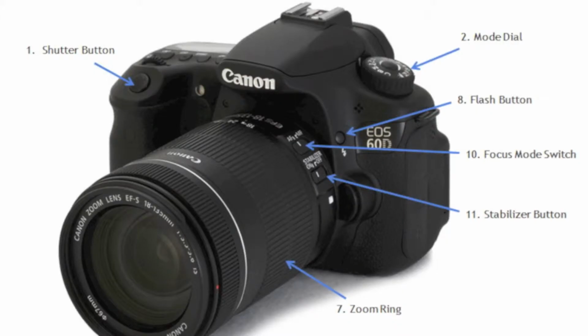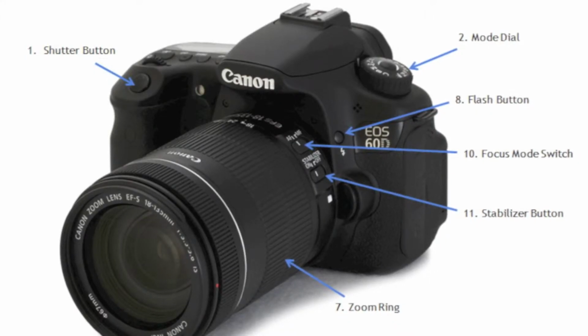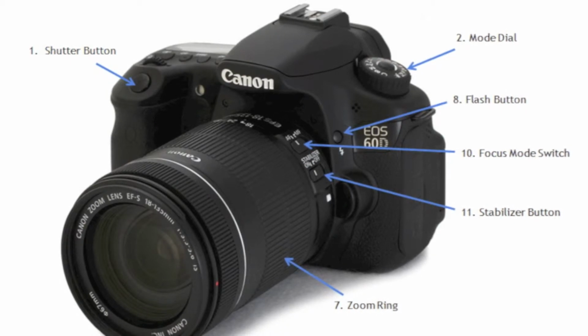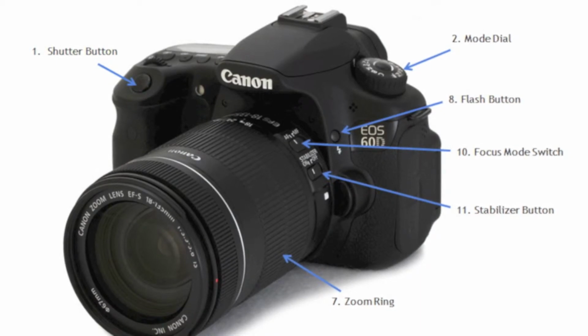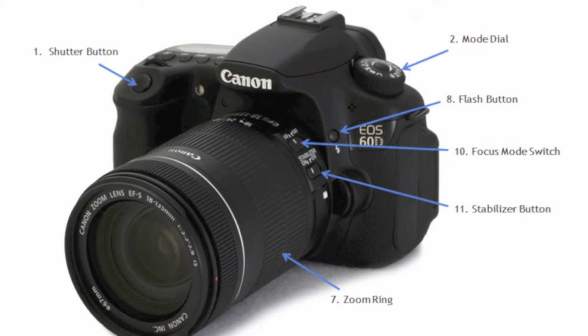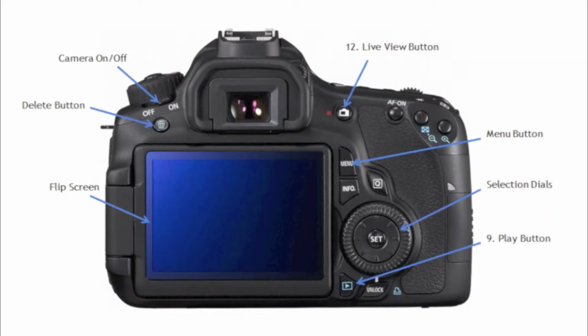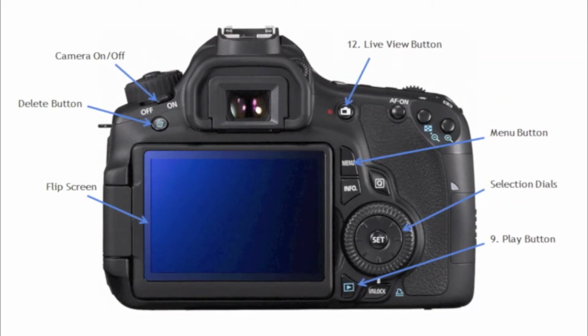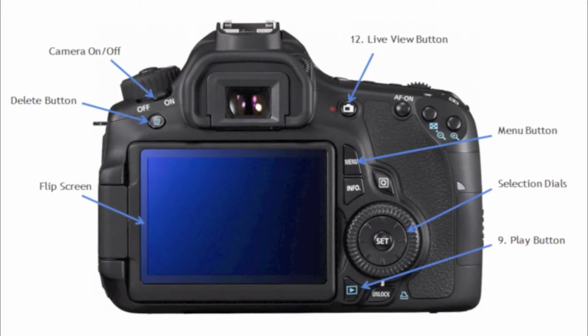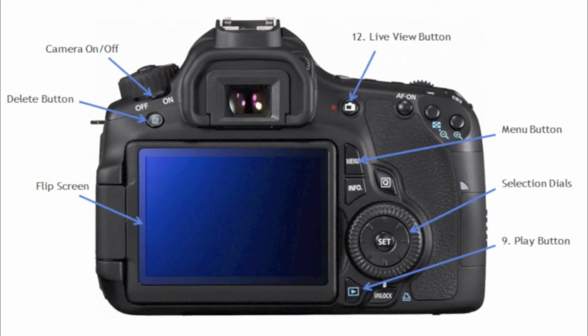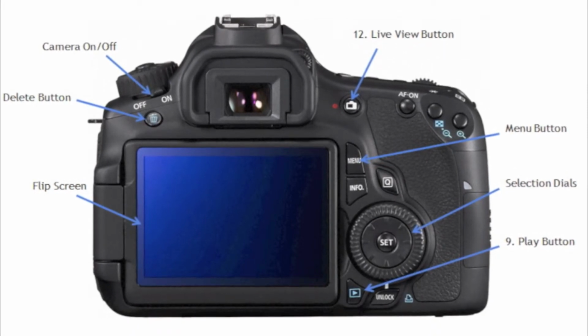Location HD cameras. Settings and menus. So basically I'm just going to point out what all the buttons are on a Canon DSLR. So you have the shutter button, the mode dial, the flash button, focus mode switch, stabilizer button, zoom ring, on-off switch, delete button, flip screen, live view button, menu button, play button.